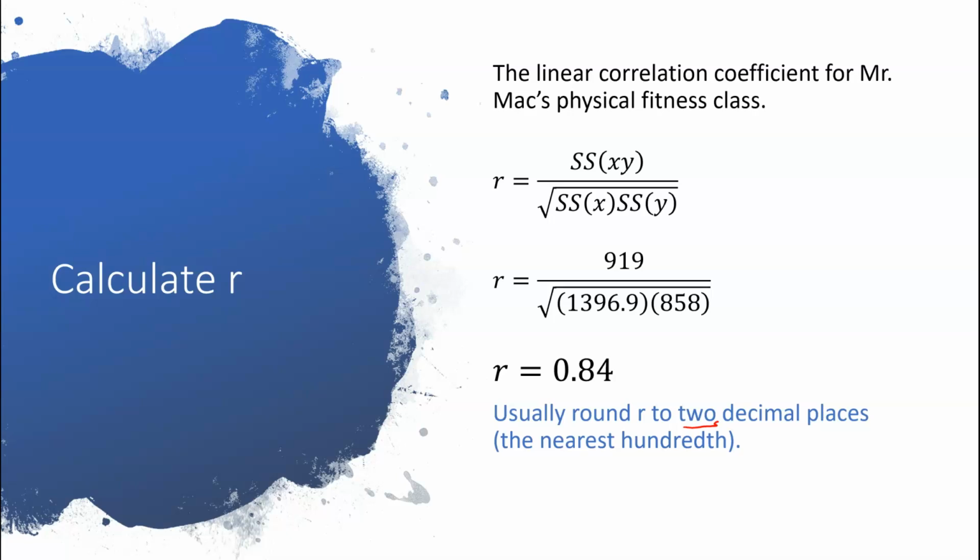Now we look at this. Remember I said that values for R that are closer to -1 or 1 are stronger linear correlations, and values closer to 0 are weaker linear correlations. So this is a fairly strong positive linear correlation.